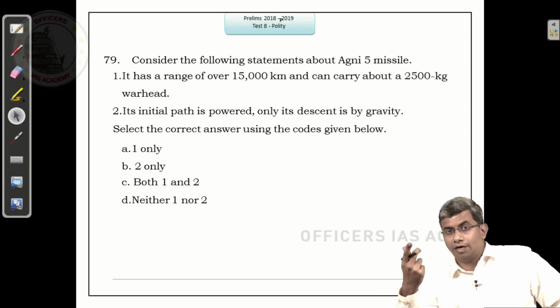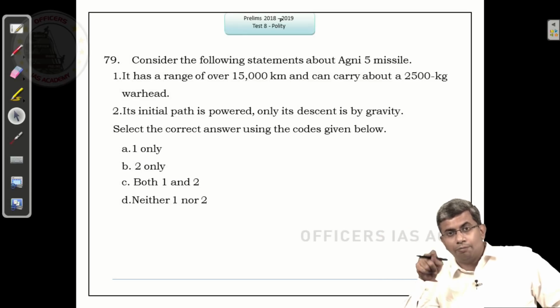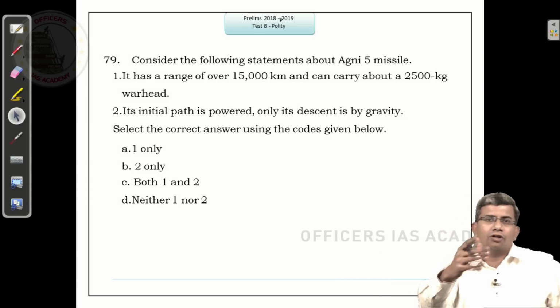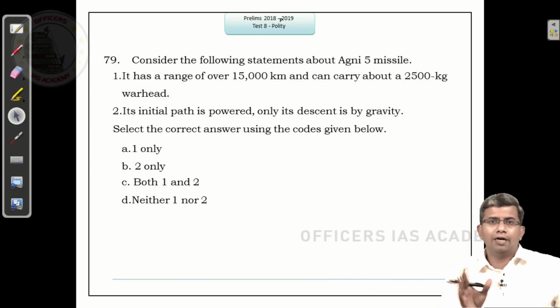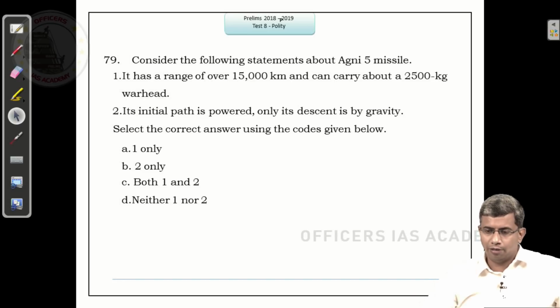UPSC may become unpredictable and deliberately ask it, because many aspirants may have this in their mind. So please don't trust your knowledge 99%. 99% knowledge, 1% elimination. Right? I'm kidding. 90% knowledge, 10% elimination can work. But 90% elimination, 10% knowledge will definitely not work. So please prepare and then use the elimination techniques.